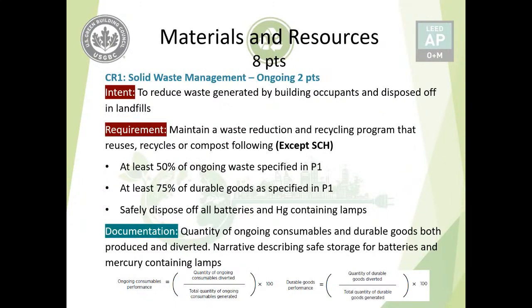The formula here shows that the quantity of ongoing consumables diverted divided by the total times 100 will give the percentage, and it has to follow 50 and 75 respectively for ongoing and durable goods. The documentation is the quantity of ongoing consumables, because based on which you will apply the formula, both produced and diverted, and the narrative describing the safe disposal of batteries and how the mercury-containing lamps are being disposed of.